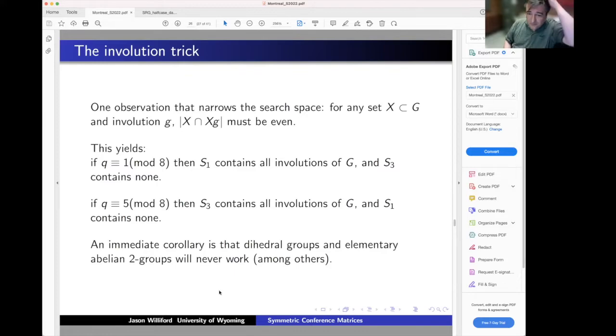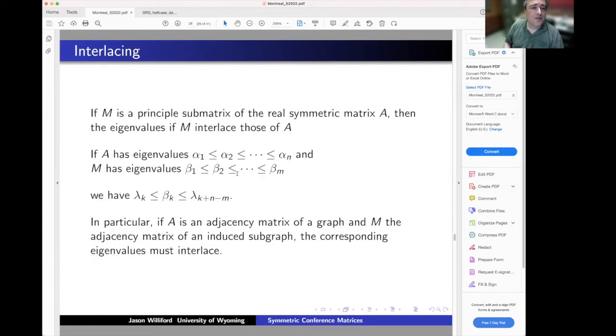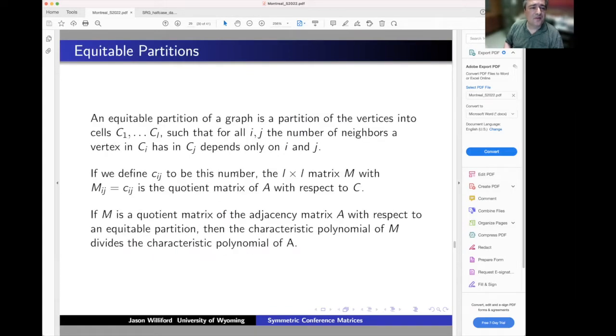Now, that rules out some things, but there's plenty of groups that have a single involution or something like that. So we also have interlacing on our side to do some things with. These graphs, we know what their eigenvalues are, and we know that any induced subgraph has to interlace the eigenvalues of the putative big subgraph. So that's just the standard interlacing statement.